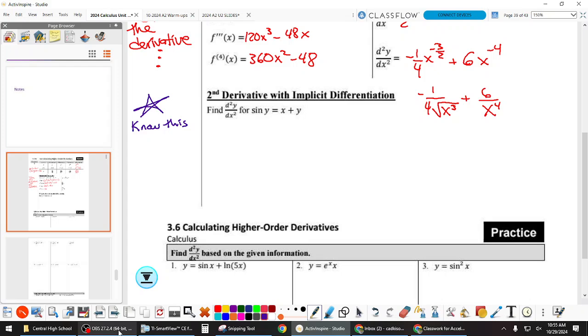Okay. Let's work through this problem as an example because it's kind of hard to tell you without showing you how this looks. So we have this implicitly defined function, so we need to find the implicit derivative.